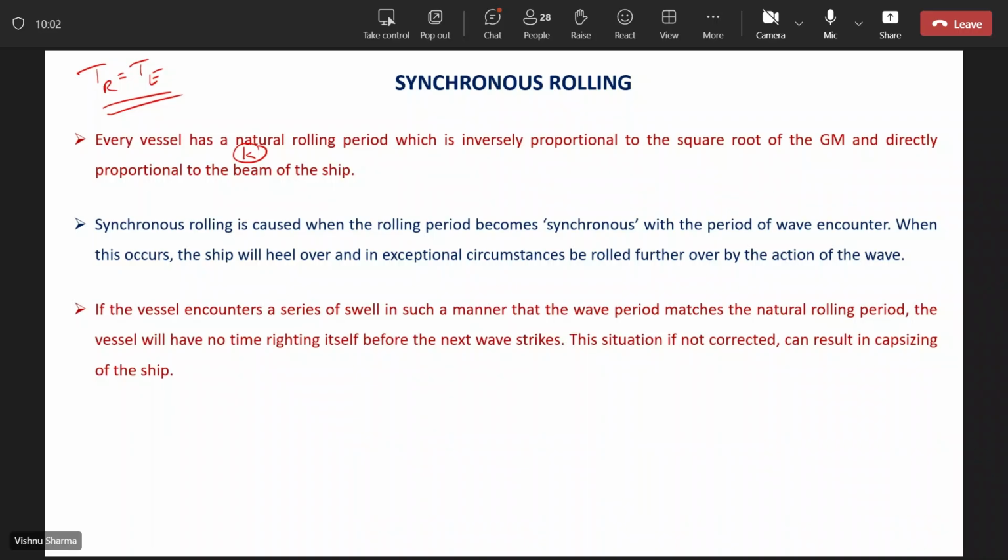Now, guys, before I show further, on what conditions will the period of encounter depend? Period of encounter will depend upon two things: one, the wave, and the second, the ship. Which part of the wave? That means it will depend upon the direction of the wave and the wave period. It will also depend upon the ship's course and the ship's speed.